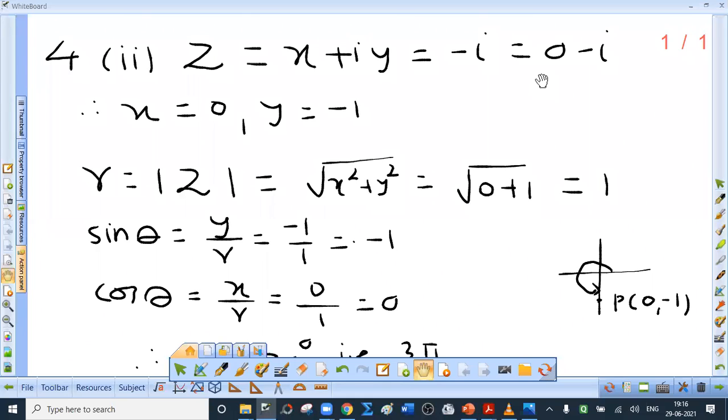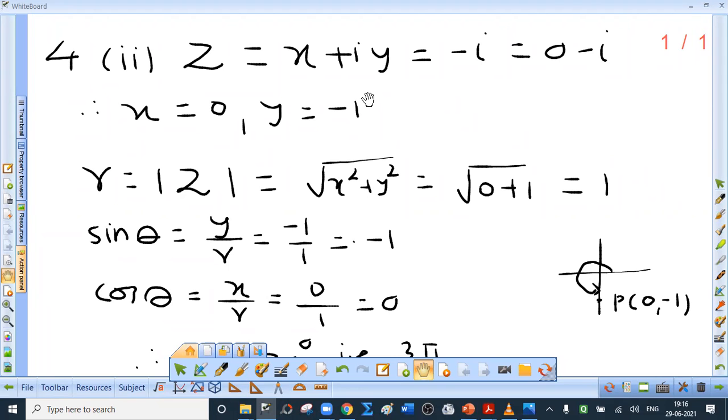Now, second sum. The complex number is minus i. We write it as 0 minus i. Can you tell me the point representing the complex number? Yes, 0, minus 1. This is the point representing the complex number. So what is the angle? 90, 90, 90. That is 270 degrees.